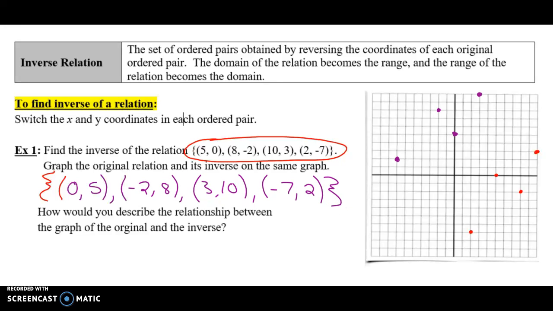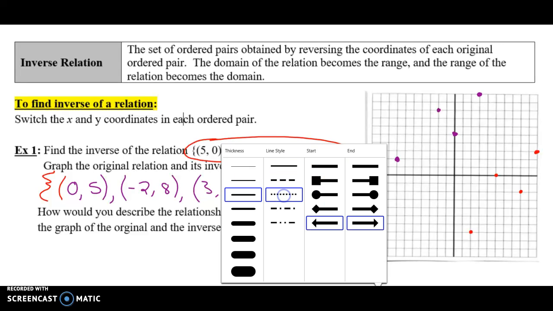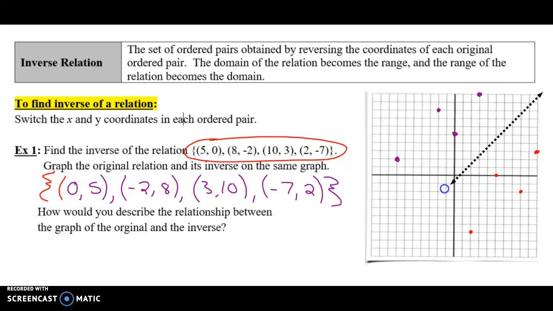What do you notice about my red points and my purple points? They are the same shape, but it is shifted. It's kind of hard to tell with this shape, but it's not just translated or slid. It's actually reflected. Good. It's reflected across this line right here, y equals x. And that is answer C on your pretest. A graph for an inverse is reflected across the line y equals x.